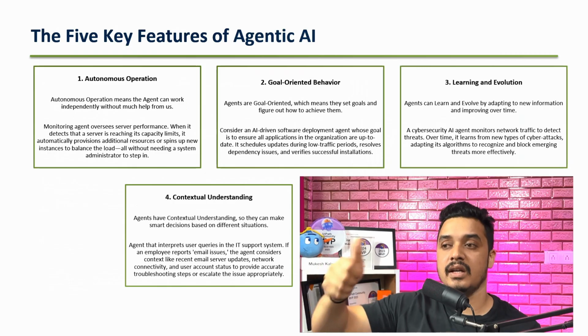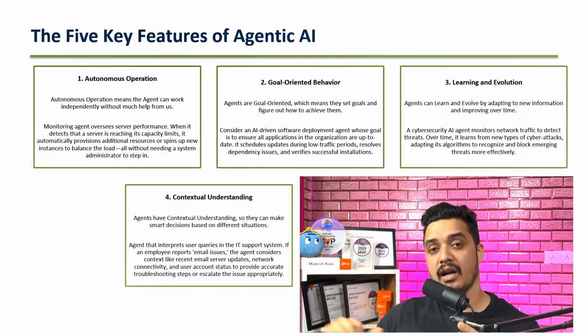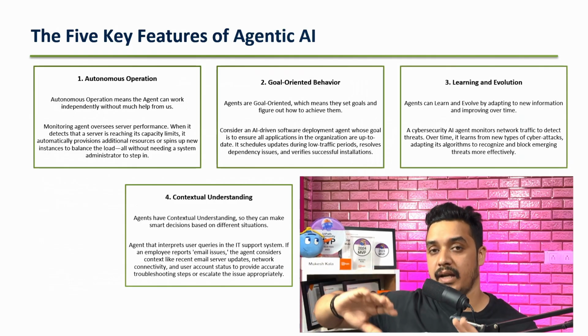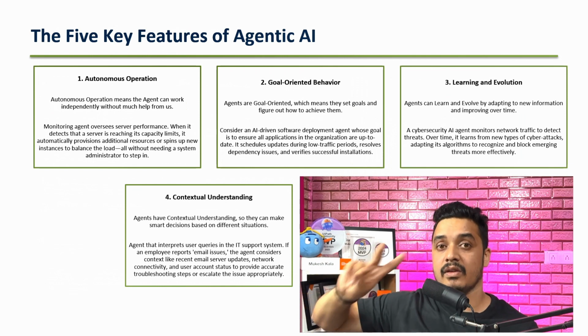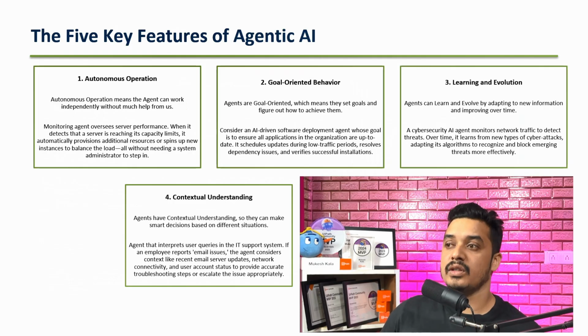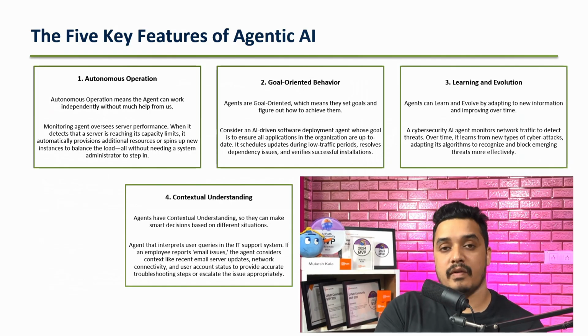You have an agent which checks the dependencies, everything, wherever there is low traffic, wherever people are logging out, wherever the machine is idle for, let's say, 10 hours, 12 hours, it goes and patches the system and makes sure that the systems are updated. That is goal oriented behavior. The third characteristic is learning and evolution. Agents can learn and evolve by adapting to new information. It's not that you have to pre-feed it. It learns from the conversation, it learns from whatever you are providing as an input.